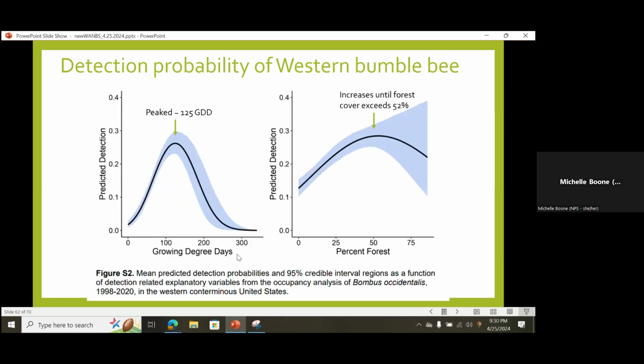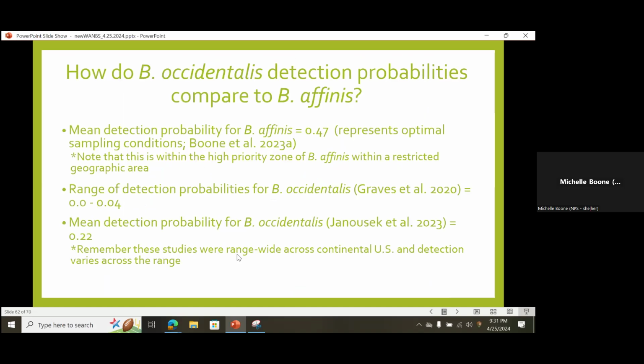So detection probability in this case for Western bumblebee, very similar. This time instead of date, they have growing degree days, but they still found that in the middle of the growing season is when detection peaked for this species. They also found that detection peaked as the percent of forest increased up until 52%. And at that point, the mean decreases, but you can see that shaded part, that's the error. It gets so wide at the end, you really can't say much about it, but at least initially detection increased as forest cover increased.